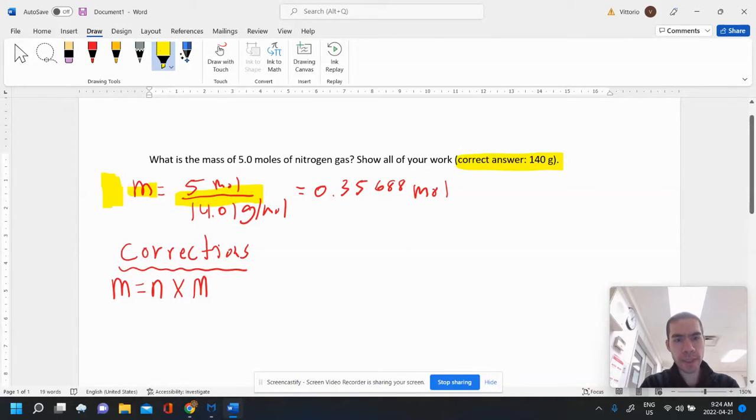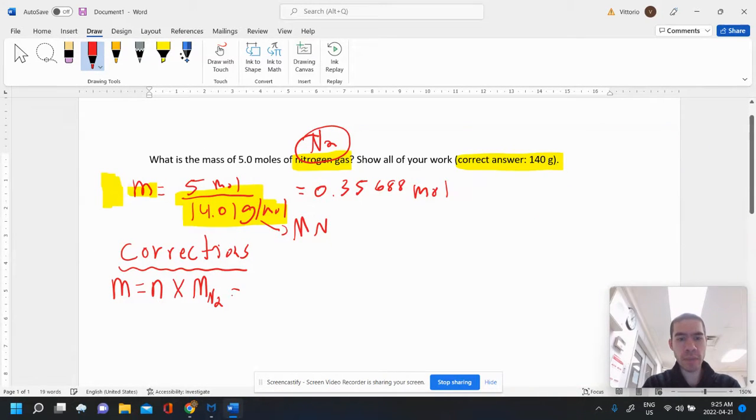The second thing I need to fix is my molar mass. It's wrong. Notice in the question, it says nitrogen gas. Nitrogen gas is N2. I put the molar mass of nitrogen only. So I need to remember that nitrogen gas is N2. This means the molar mass of N2 should be 28.02. It's 14.01 times 2.